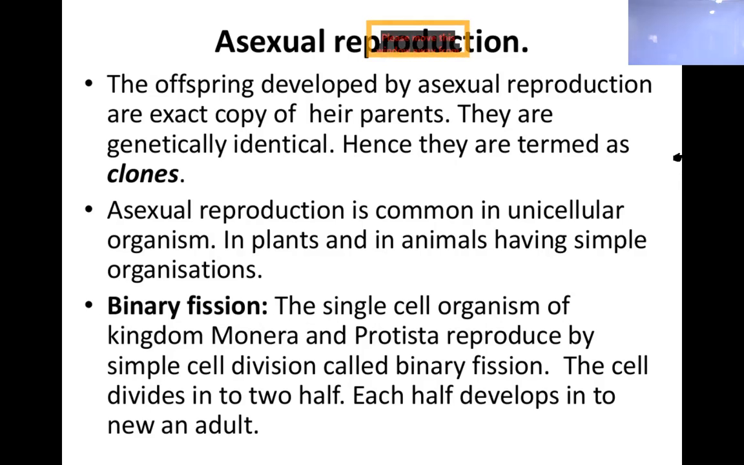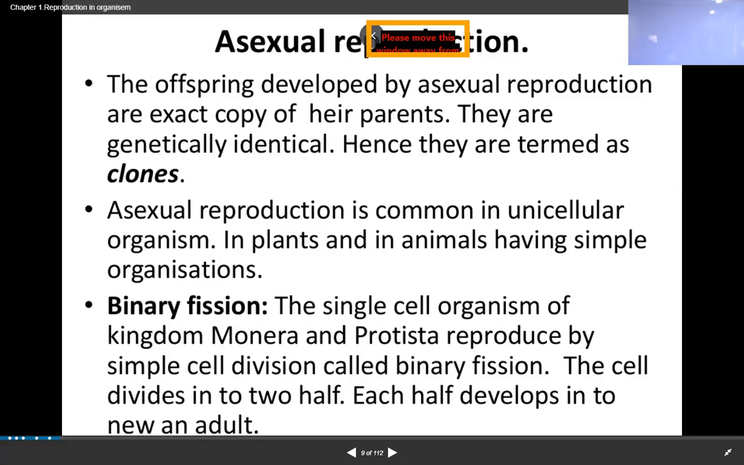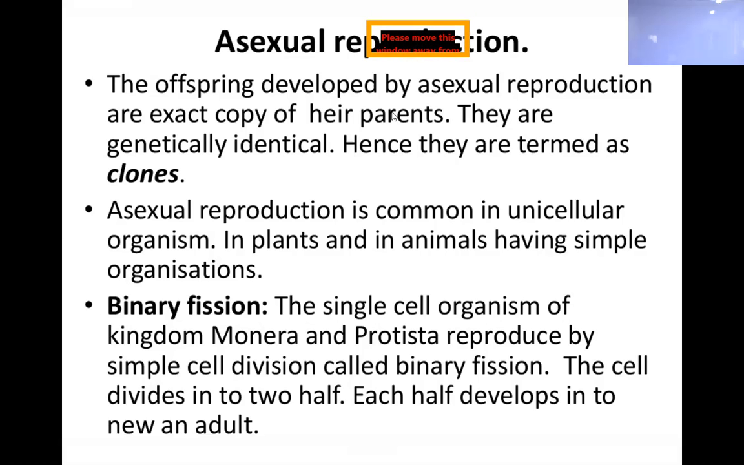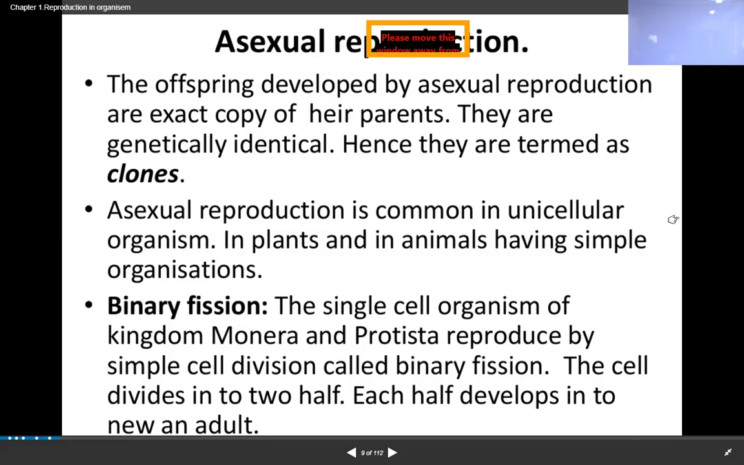For example, here some of the asexual modes of reproduction they have given. We will just discuss and then we will stop. The first one is binary fission. Why is the name binary fission given? Bi means what? Two. A single individual divides into two equal daughter cells. The single cell organisms of kingdom Monera and Protista reproduce by simple cell division. We call it binary fission. The cell divides into two halves, each half develops into a new individual.